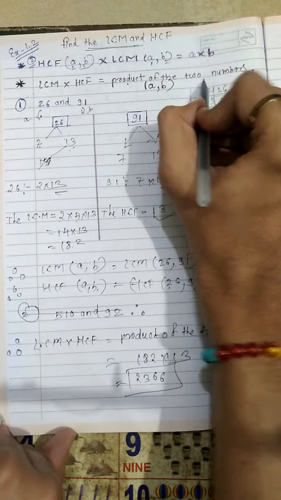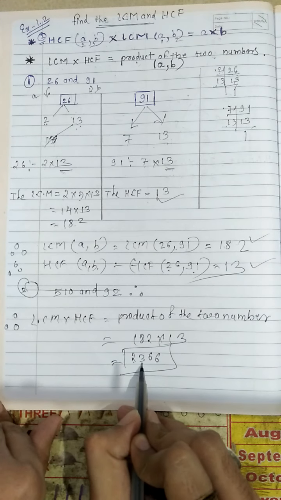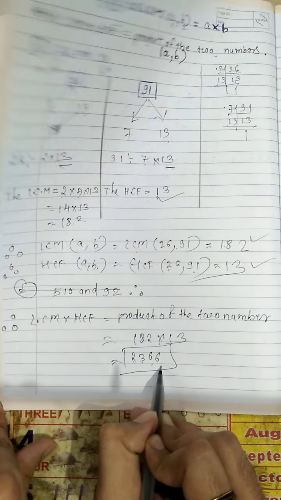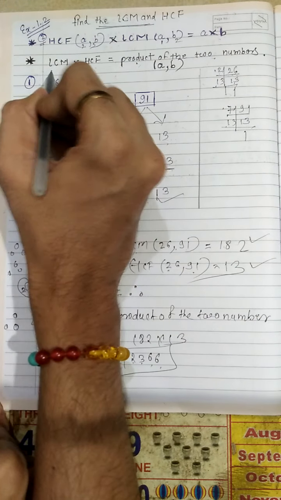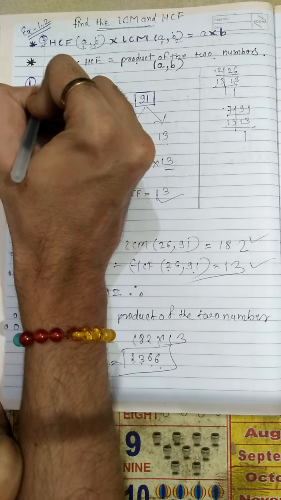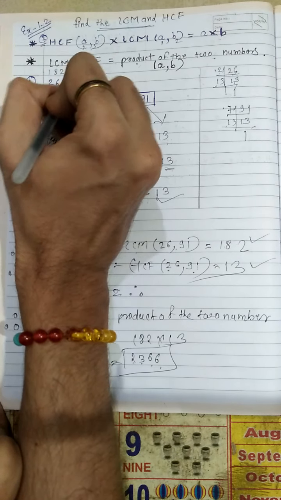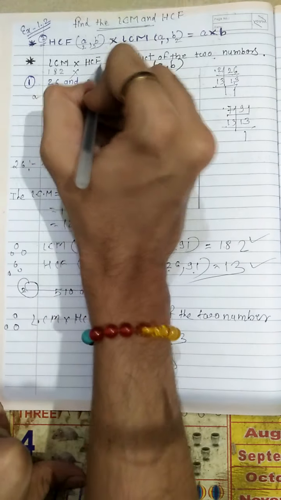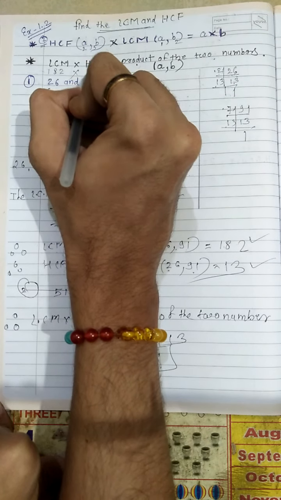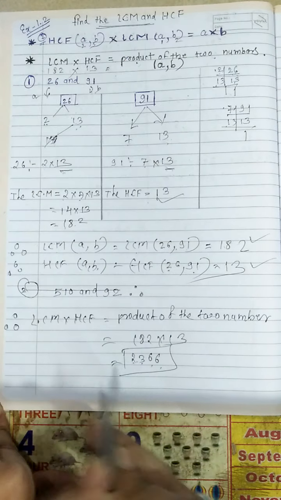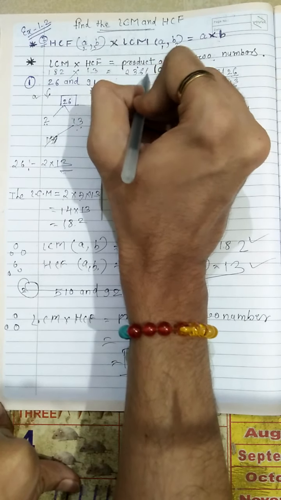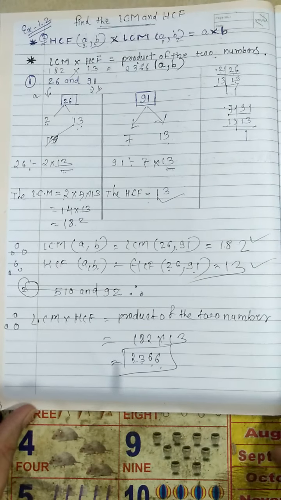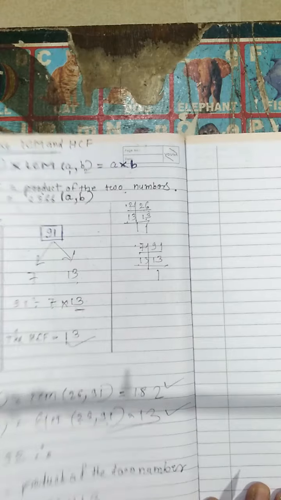So here the product of the two numbers is 2366. Got it? LCM 182. This is your LCM. I am writing here 182 multiplied by HCF 13. Understand? Product 2366. Got it? Easy.